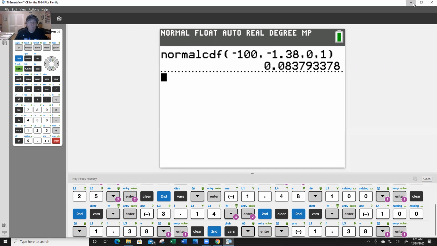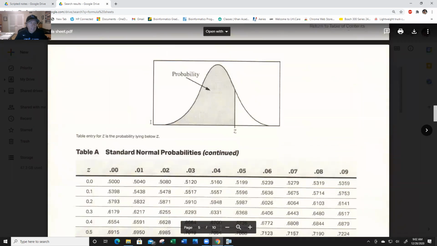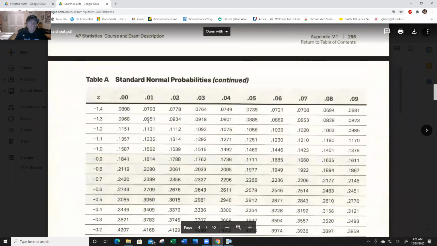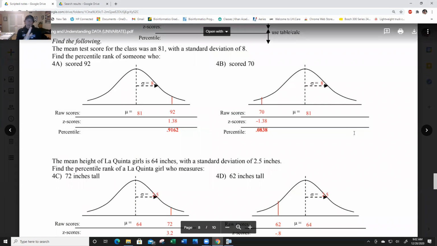0.0838. Now on the chart, which you could do as well, I'm going to look up negative 1.38. That's up here. Negative 1.3, and then I'm going to go all the way over to the 8, which is right there. Most of my examples today on this particular worksheet are the area below. I didn't do the area above a whole lot. I probably should have a little bit more, but that's okay.